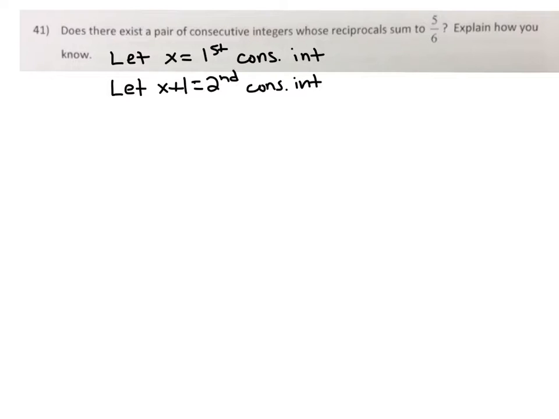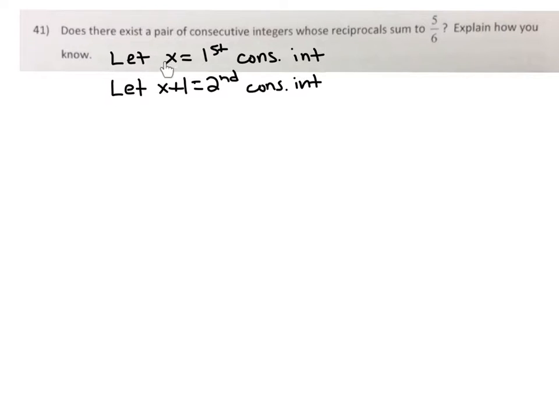represent the second consecutive integer. Okay, so then the second term you have to know is reciprocal. It says whose reciprocals sum to 5/6. Well, reciprocal means to basically flip upside down. So the reciprocal of 2/3 would be 3 over 2. The reciprocal of 1 over 3 would be 3 over 1.